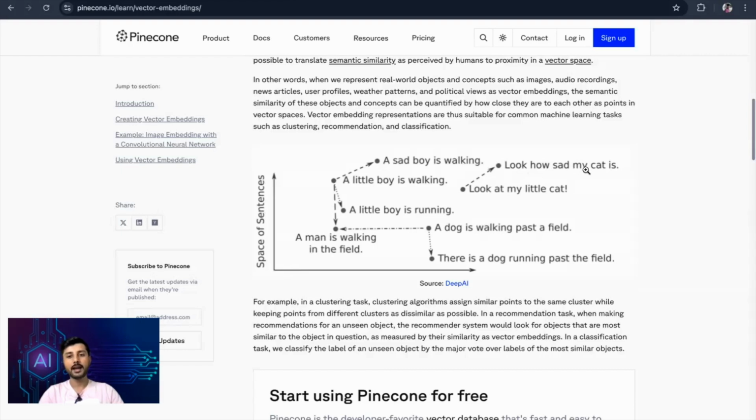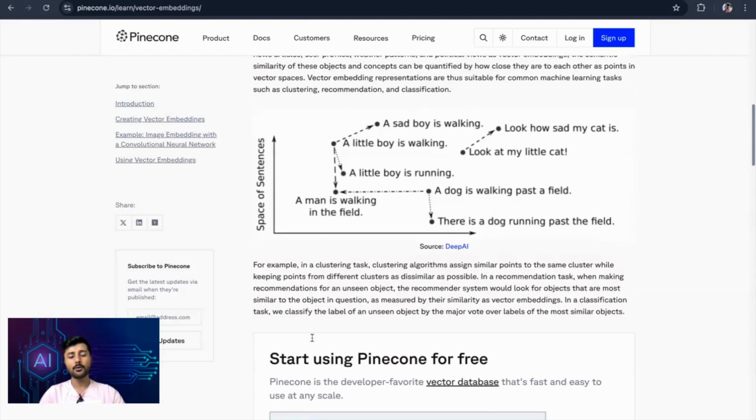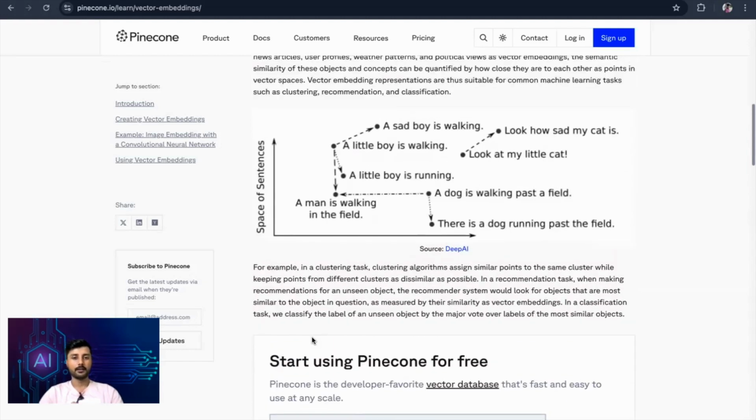Look how sad my cat is. These are in the same plane. Similarly, a little boy is walking, a little boy is running. These are also closer to each other, right? So this is how we convert the words into vectors, and we are able to capture the meaning of it.